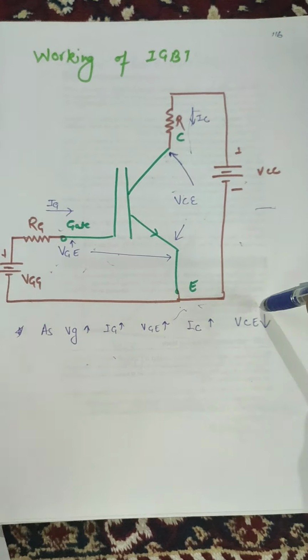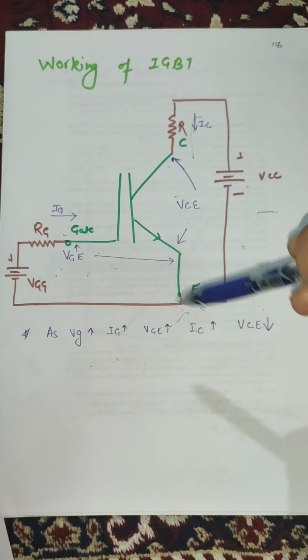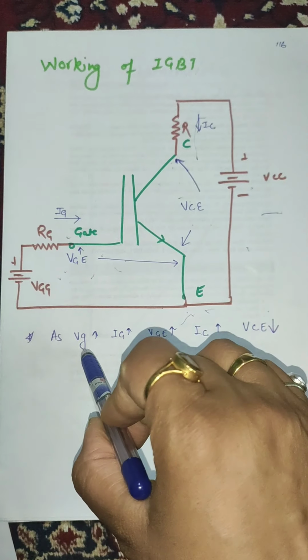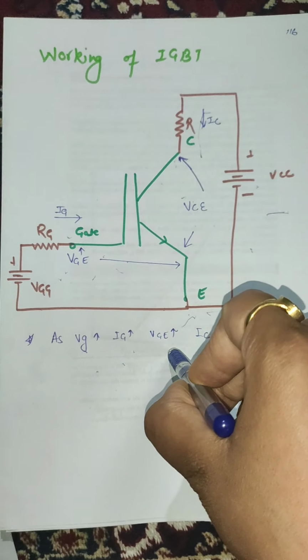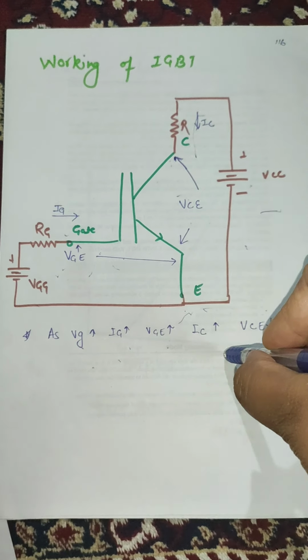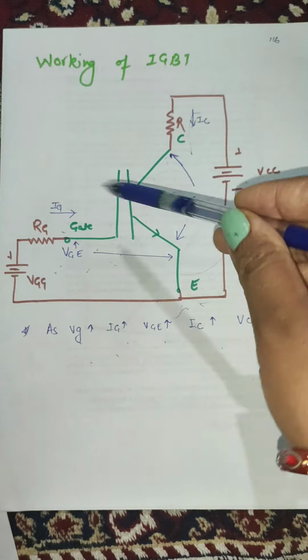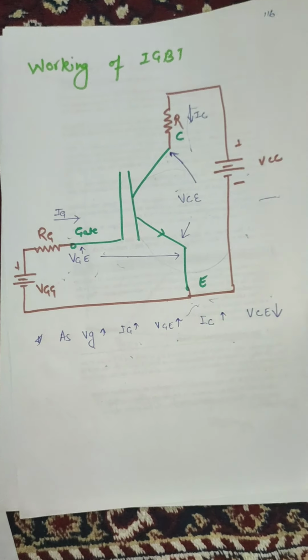And VCE will decrease. It is very simple: VG increases, IG increases, the voltage between gate and emitter increases, the collector current increases, and the voltage between collector and emitter decreases. So this is the simple working of IGBT.